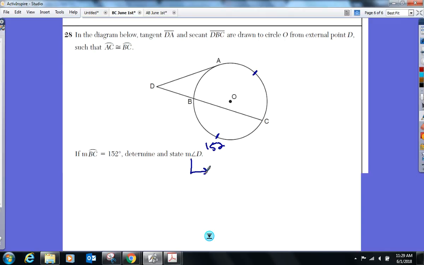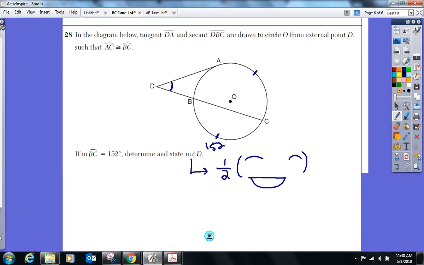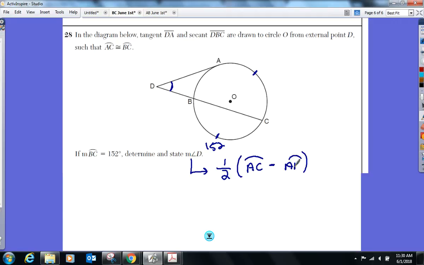You're finding an angle. You're not finding any lengths now. You're finding angle D. And where is angle D located? Outside the circle. So there's only one rule for any angle that's located outside the circle. It's a half of something. It's half of AC minus AB. You're right. Go ahead. Half of what arcs here? AC minus AB. Yep.